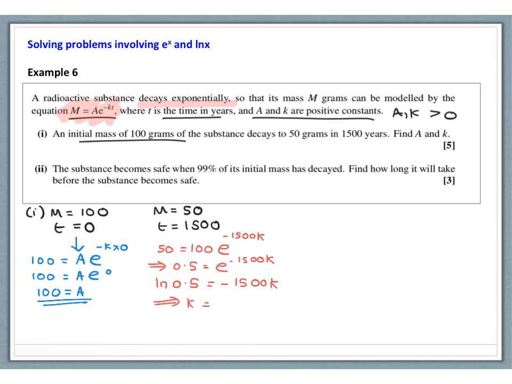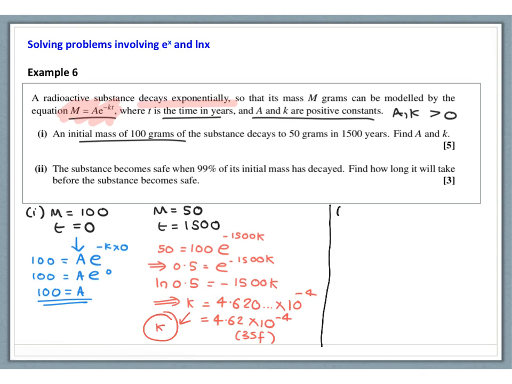From here let's work out what k is. So k is equal to a very small value, 4.620... times 10 to the negative 4, so 4.62 times 10 to the negative 4 to 3 significant figures. And I'm going to save that in a calculator memory, and I might save it in memory k, which means it matches the constant. So part 2 of the question.